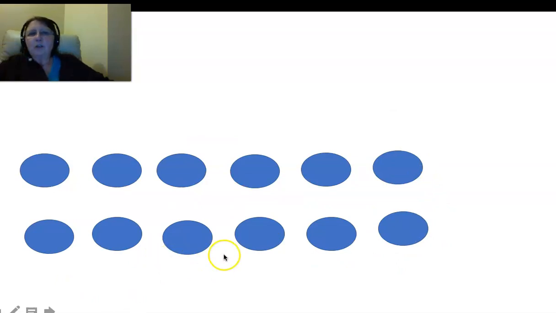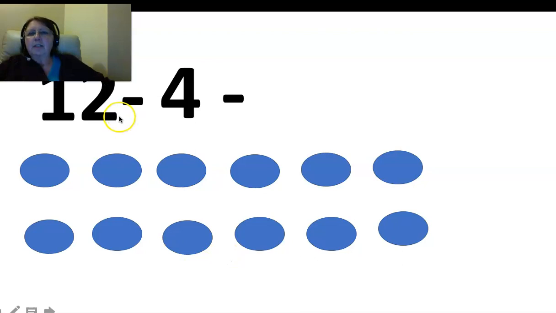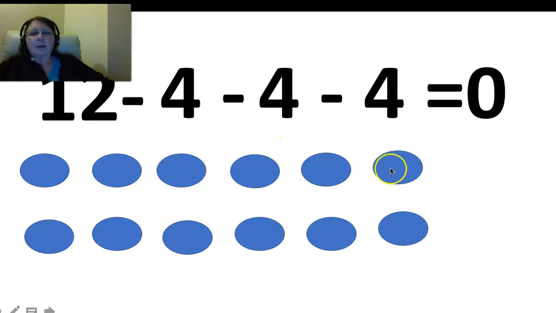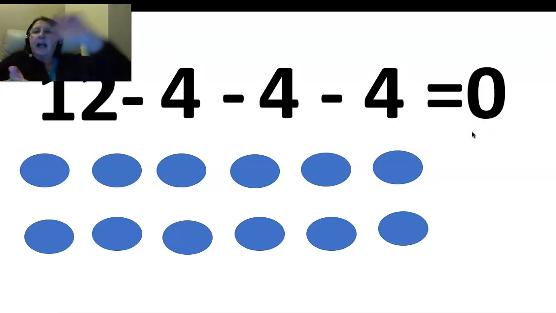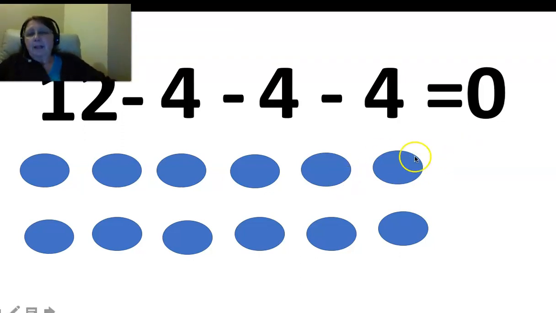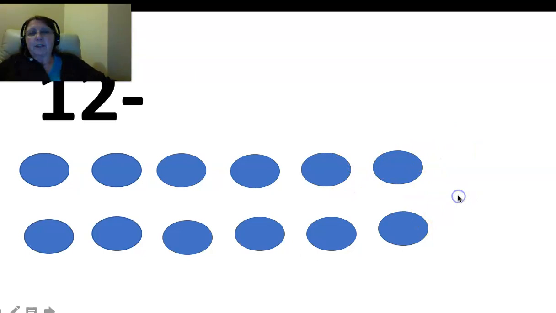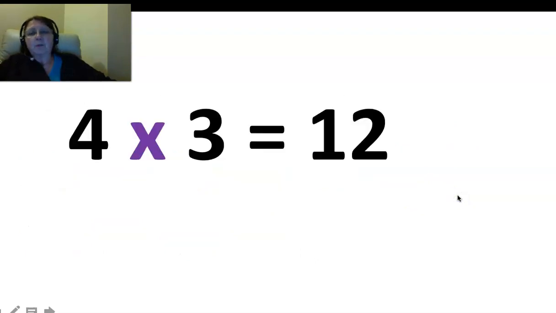Now we're going to look at repeated subtraction. So we start with 12. Imagine taking 4 away. Then we take another 4 away and another 4 away till none are left, because when you're dividing, you're starting with a pile and you're sharing it equally. Think of your lolly bag at a party. So that's another way of thinking about division. I've done that for you twice.